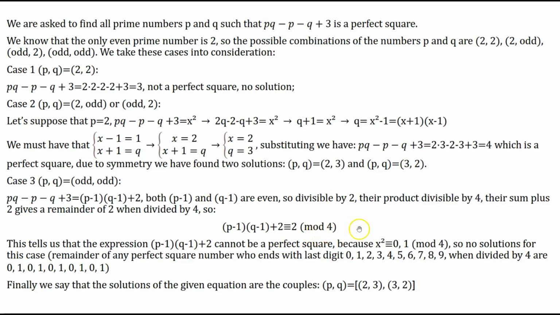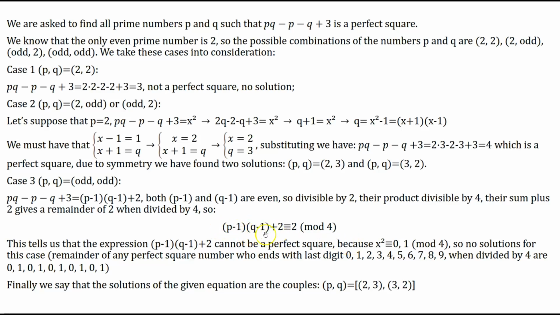Now, this is a very important result, because it tells us that the expression p minus 1 times q minus 1 plus 2 cannot be a perfect square, because all possible remainders when a perfect square is divided by 4 are 0 and 1. So, in this case, there will be no solution where p and q are both odd prime numbers.